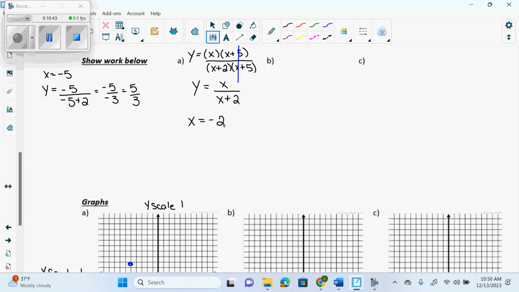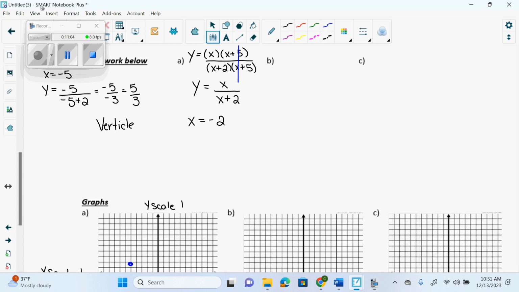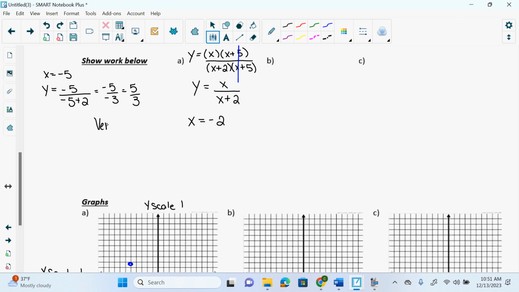So, NPV. Rhymes with... What is it? Asymptote. It's a vertical asymptote. I don't know why I wrote vertical like that. So the NPV that doesn't cross off with the numerator is an asymptote.